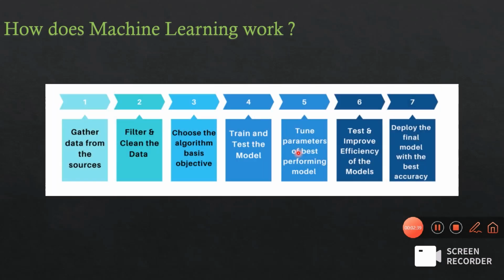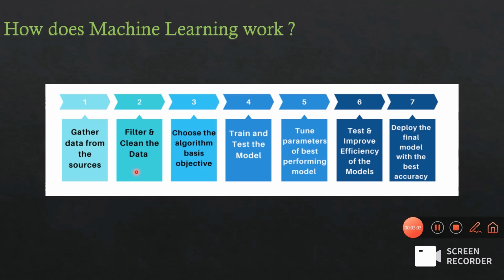Now, here we will see how machine learning exactly works. What is the pipeline of machine learning? Here we can see the steps of how the overall machine learning framework works. Number one is gathering data from different sources. The first step is that we are gathering the data from multiple sources. It may be heterogeneous or homogeneous.